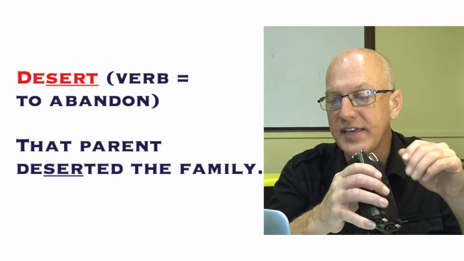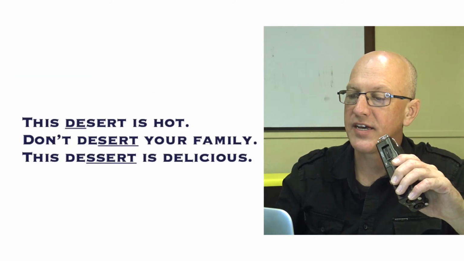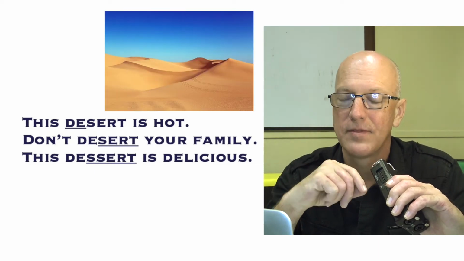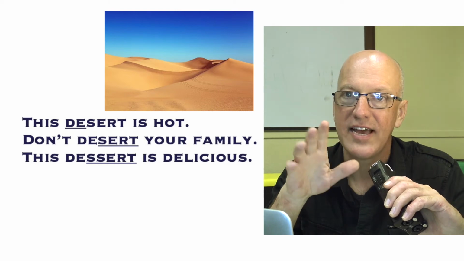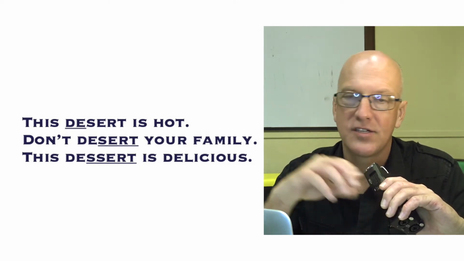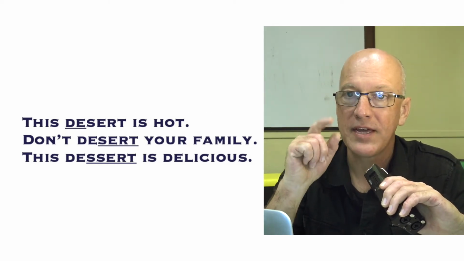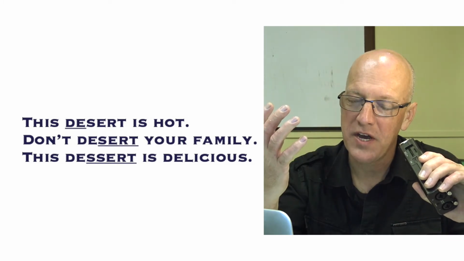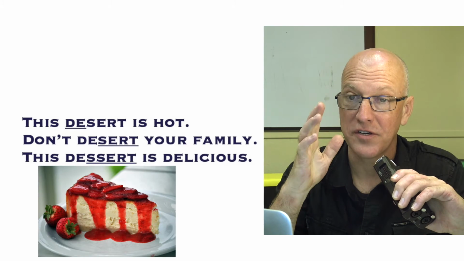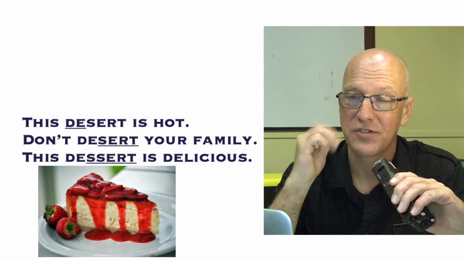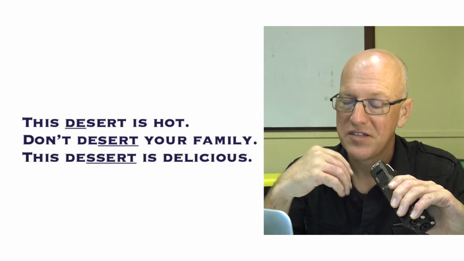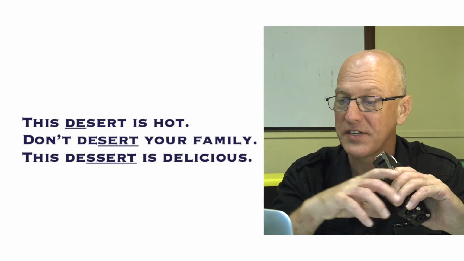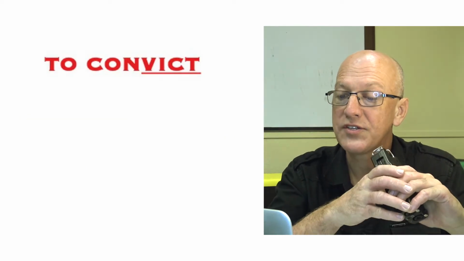All right. So anyway, let's try that again one more time. Everybody say, this desert is hot. 1, 2, 3, 4, 5. This desert is hot. Don't desert your family. Don't desert your family. It's pronounced the same way, but let's say it together. This dessert is delicious. This dessert is delicious. It's pronounced the same way as the verb, but it's a different word. Spelled differently too.